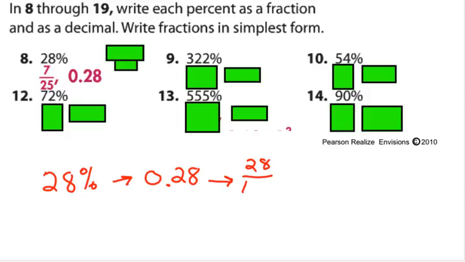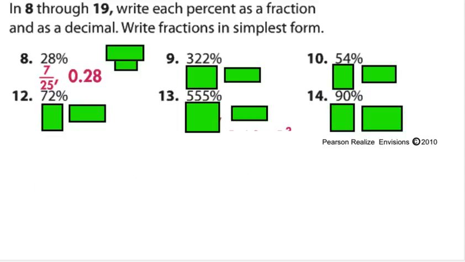Now once you have it as a decimal, you can then set it up as a fraction, 28 over 100. And 28/100 is not simplified, so you would divide by the greatest common factor of 4, and you would get 7. And then, of course, you're going to divide 100 by 4, and you would get 25. And so that is how they came up with these two answers. Okay, 28% became 28/100, which was simplified to 7/25. All right, so let's take a look at number 9 now.